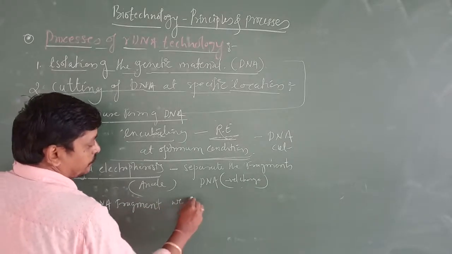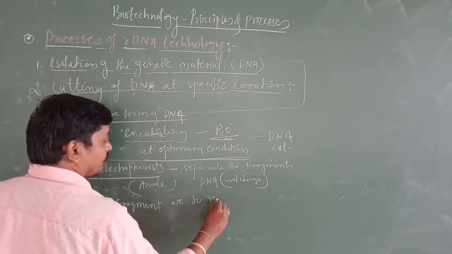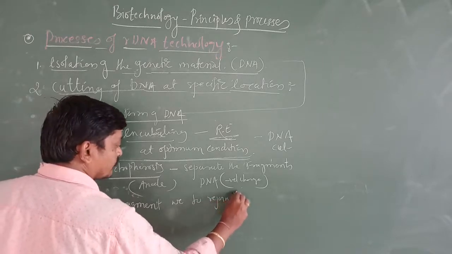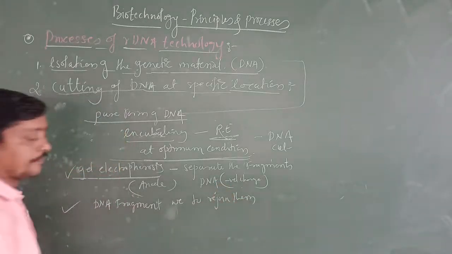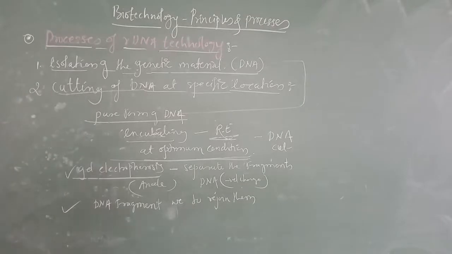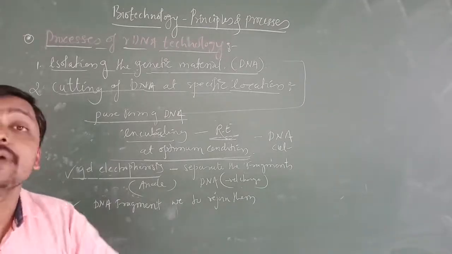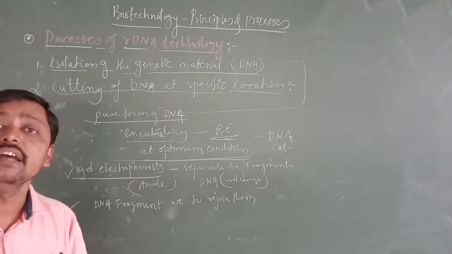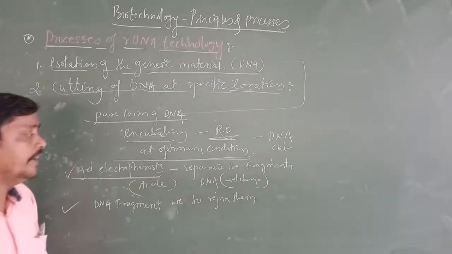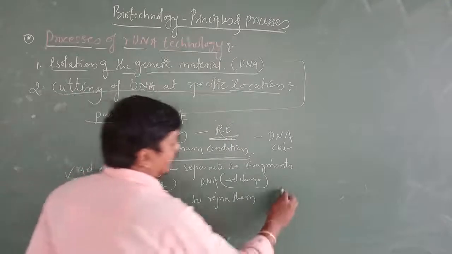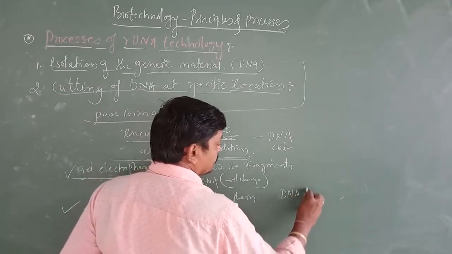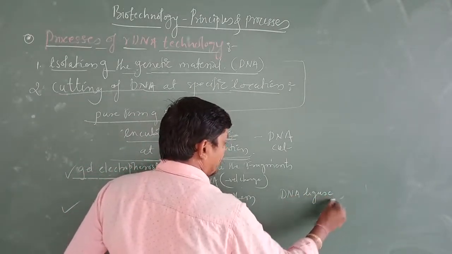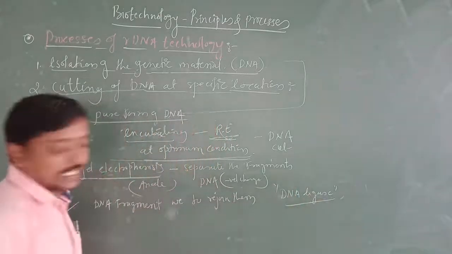We have to rejoin them to the plasmid, or what we are going to call a vector. The gene of interest is rejoined to the vector with the help of what? DNA ligase.